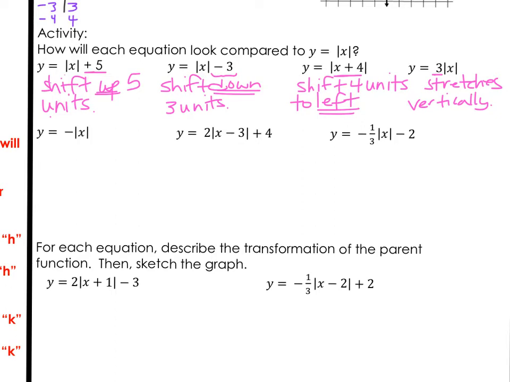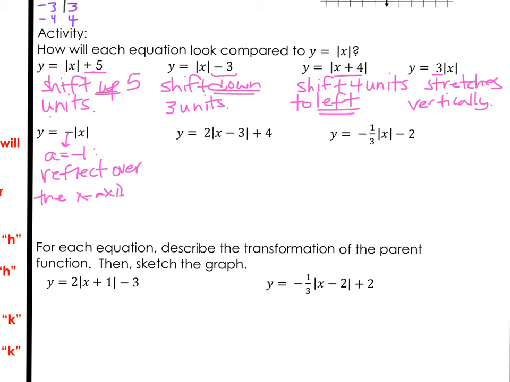Down below, y equals negative absolute value of x. This negative out in front means a is equal to negative 1. All this graph is going to do is reflect over the x-axis. So instead of counting up and over, you'd count down and over to the right and left in both directions.